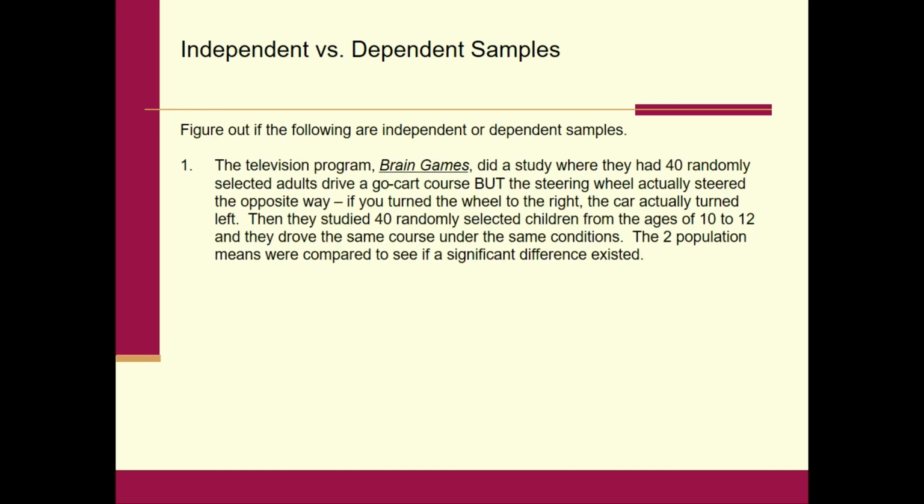I used to watch this television show with my kids called Brain Games. The television program did a study where they had 40 randomly selected adults drive a go-kart course, but the steering wheel actually steered the opposite way. So if you turn the wheel to the right, the car actually turned to the left and vice versa. Then they studied 40 randomly selected children from the ages of 10 to 12, and they drove the same course under the same conditions. The two population means were compared to see if a significant difference existed. So what do you guys think here? Is this independent or dependent? I'll let you think about it. I should play some Jeopardy music at this point.